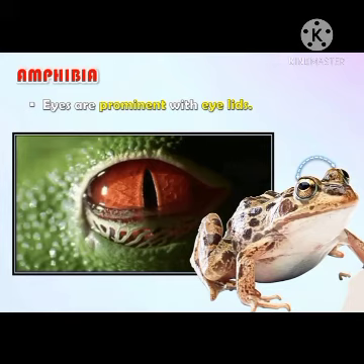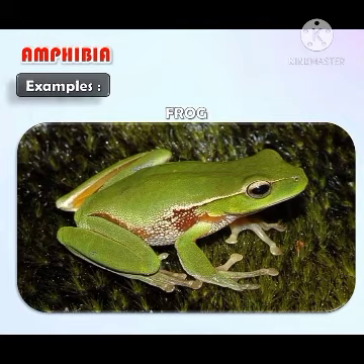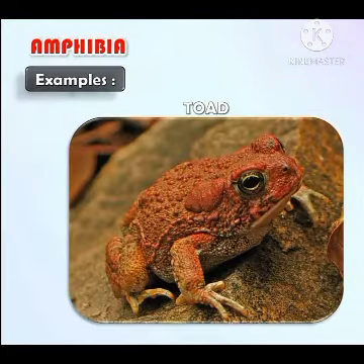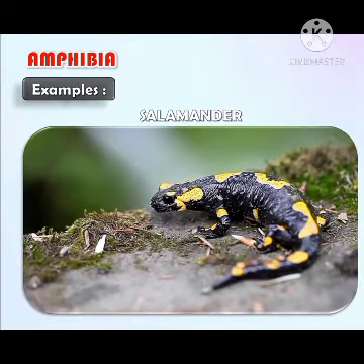Eyes are prominent with eyelids. That is, it has big eyes and they are provided with eyelids. Example: frog with smooth skin, toad with rough skin. Toads are poisonous as compared to frogs. Salamander looks like a lizard but it is an amphibian, etc.